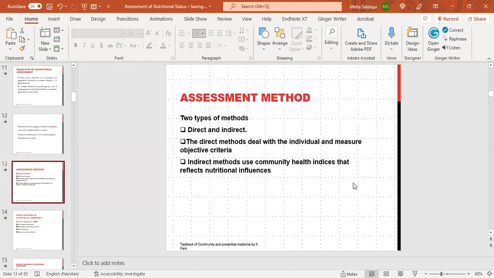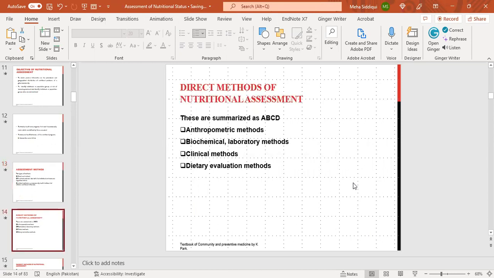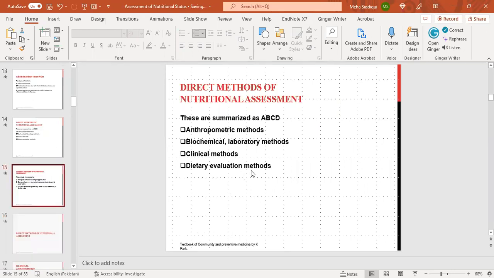Assessment methods. There are two types of method, direct and indirect. The direct methods deal with the individual and measure objective criteria, while indirect methods use community health indices that reflect nutritional influences. Direct methods are summarized as ABCD: A stands for anthropometric methods, B for biochemical laboratory methods, then come clinical methods and dietary evaluation methods.